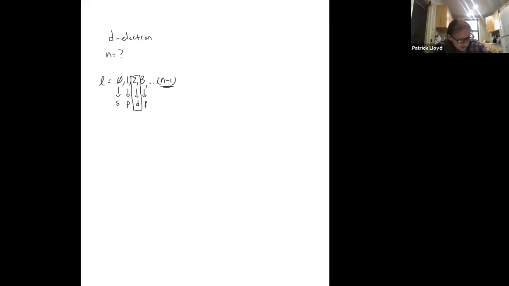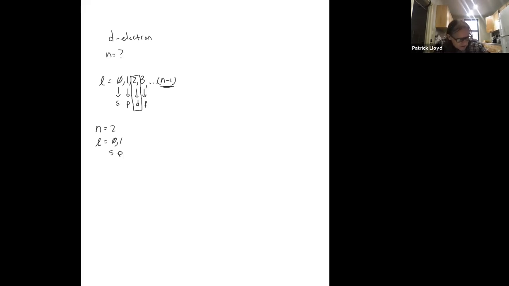So let's just go through some possibilities. Suppose n is equal to 2. L could be 0 or 1, right? It can never be as large as n. Well, that's an S and a P, so that doesn't work. You can't get a d orbital if n is equal to 2. And that's why there is no 2d orbital.